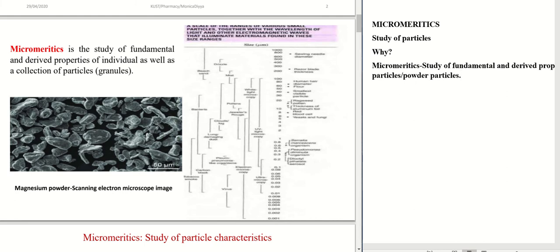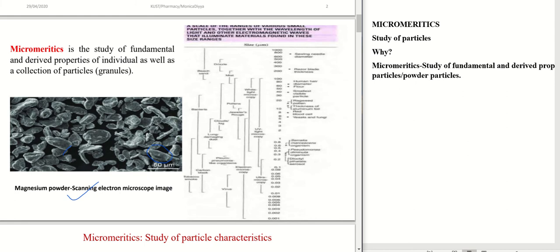Now, in this picture, we are able to see the scanned image of a powder, like magnesium powder, and this is a scanned image. In this image, we are able to see each powder particle, each magnesium particle. If we consider this particle, it has shown 50 micrometers as its diameter under this scanning electron microscope. From this microscopic method, we are able to see the shape and the size of the particle.